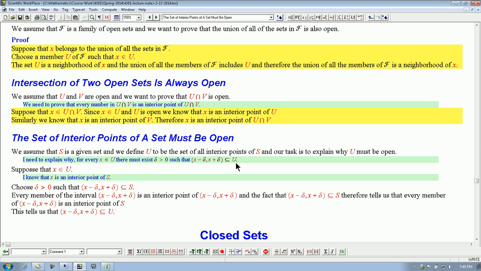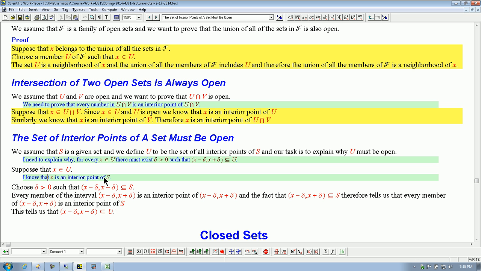How do you prove that something happens for every x in U? To prove for every, you say, suppose x belongs to U. Now think, what do I know about x? X belongs to U. What was this U? I've forgotten. What is U? Go look at it. What is U? U is the set of what? Of chickens. No, what? U is the set of all interior points. So x is an interior point of S.